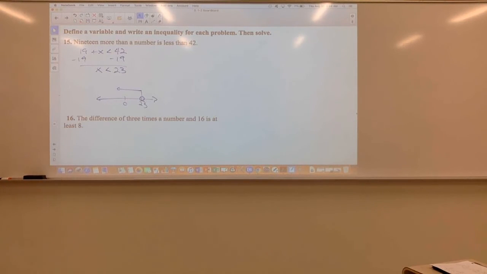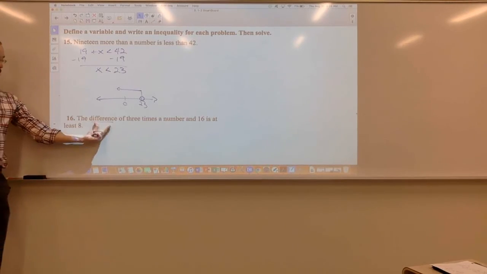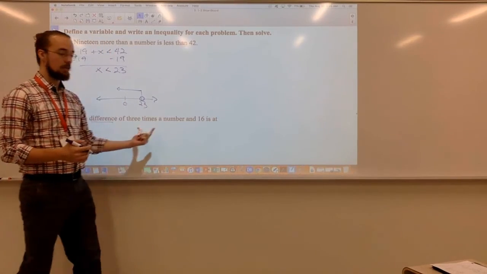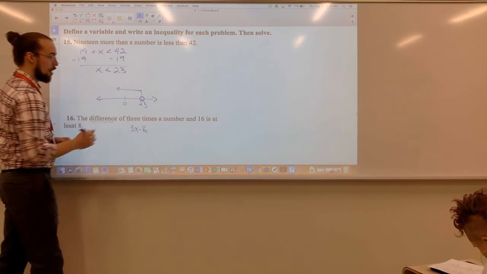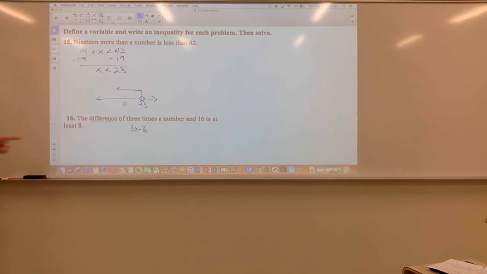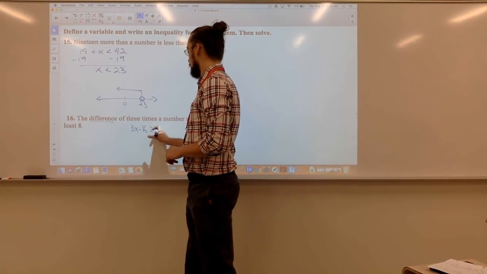So on this very last one, the difference of 3 times a number and 16 is at least 8. There's a little bit more going on here than the first one. So first, what does difference mean? Subtraction. So it says I'm going to be subtracting 3 times a number and 16. How would I express that? 3x minus 16. Perfect. And then it says is at least 8. Perfect. Greater than or equal to 8.